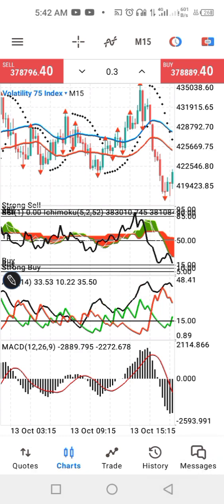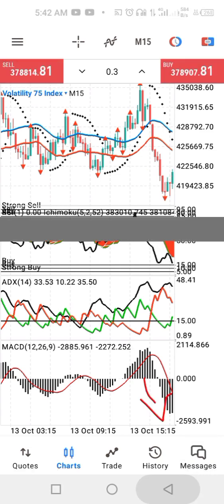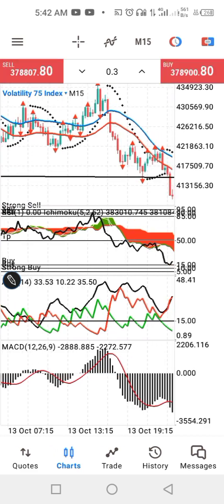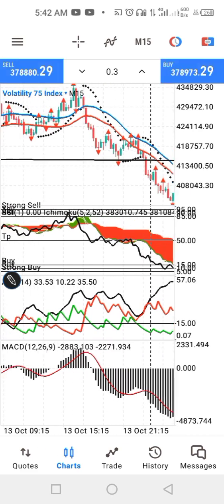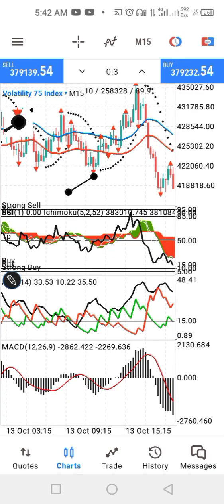And it came down. It sold. The market came down. Can you see? And the MACD, can you see? Coming down. The histogram, they're all coming down. It sold massively. Like I tell you guys, I normally use my trend line to confirm the breakouts. Can you see that?